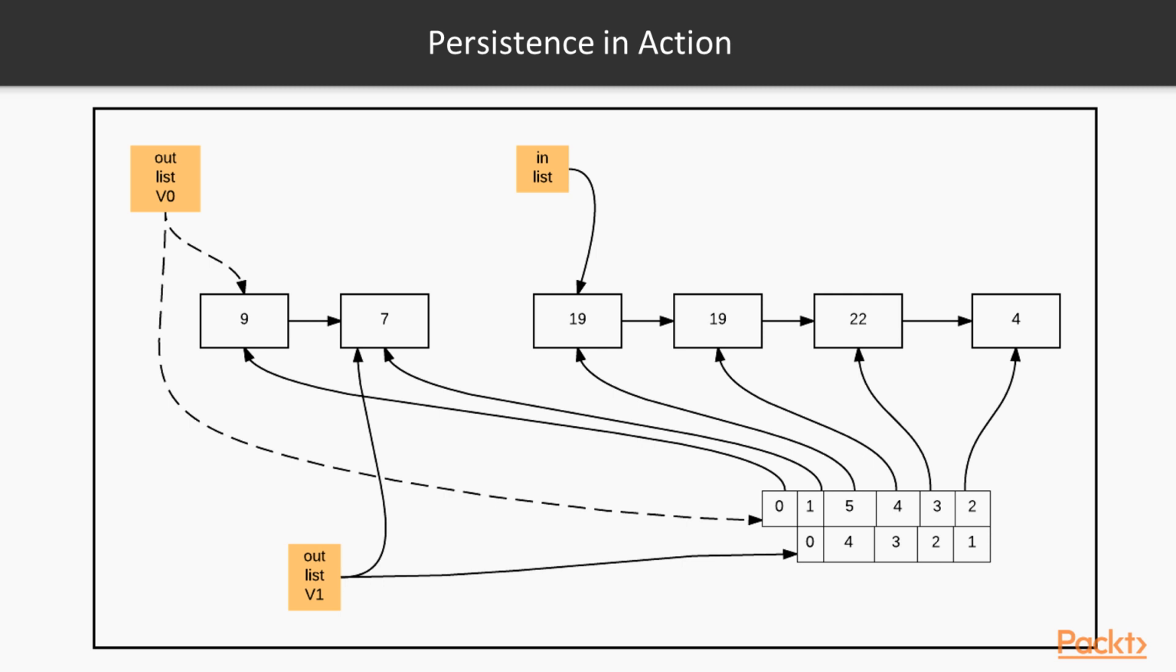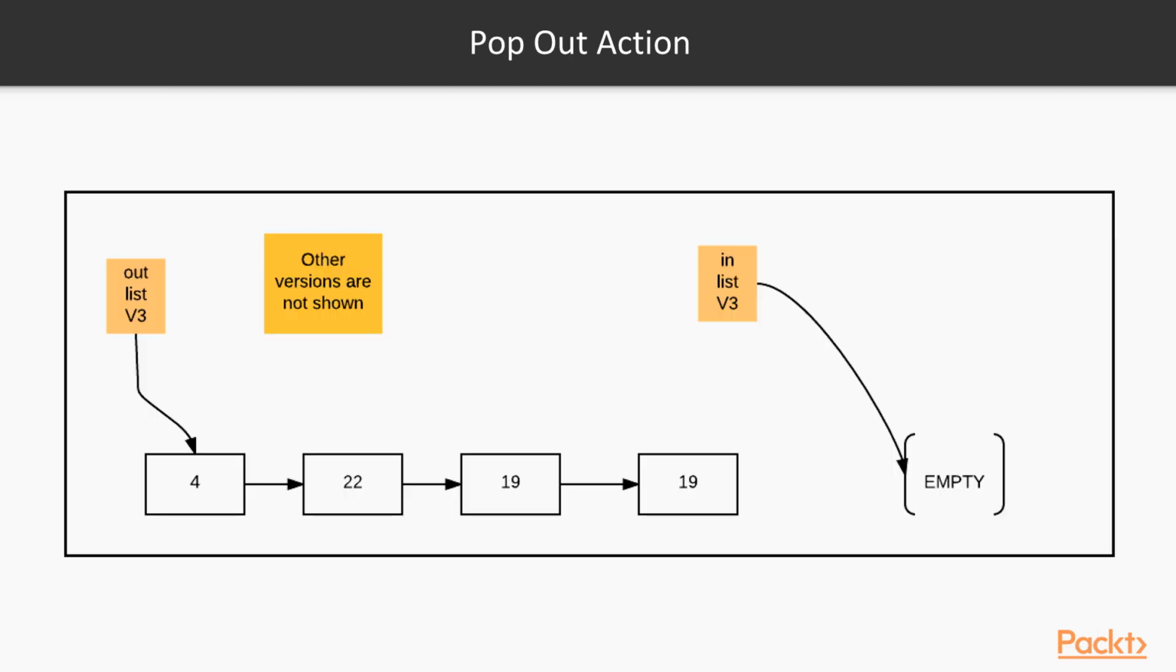Note the indices for both the versions. Now let's pop out another element, 7. This will make the out list empty. Of course, this will create another version of the out list, V2. This will be empty, as shown in this figure. Now we have a situation where the in list is non-empty and the out list is empty.